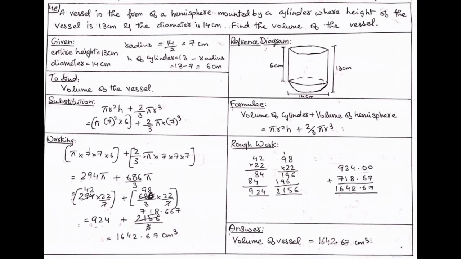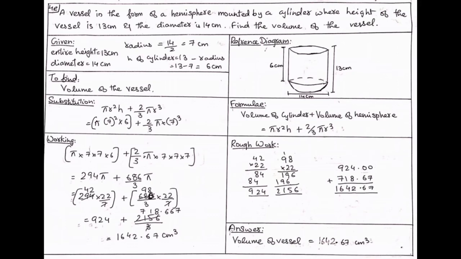So we have to find the volume, and the formula is volume of cylinder plus volume of hemisphere, which is pi r square h plus 2 by 3 pi r cube. We substitute it and we get pi into 7 square into 6 plus 2 by 3 pi into 7 cube. And we substitute everything and we get 294 pi plus 686 divided by 3 pi, and we get 924 plus 2156 divided by 3.